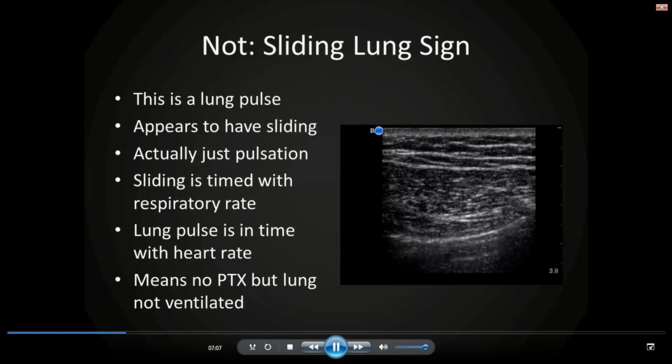However, there's some important things we can gather from this. This lung is not being ventilated, so it's not expanding and contracting, but it also means there is no pneumothorax at this rib interspace, and we'll talk about that a little bit more, and Dr. Bhagra will detail it quite a bit more as well.